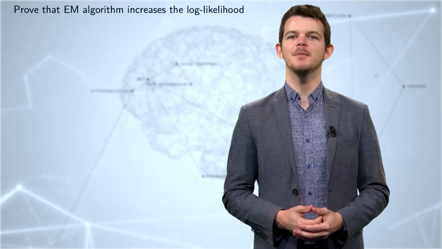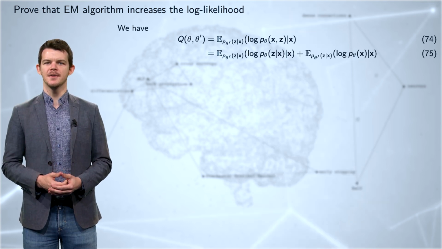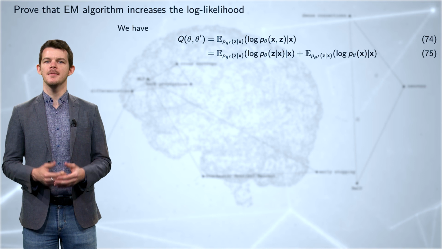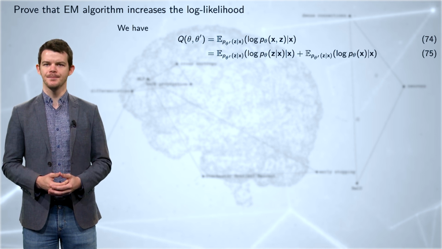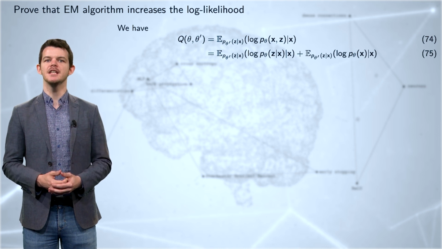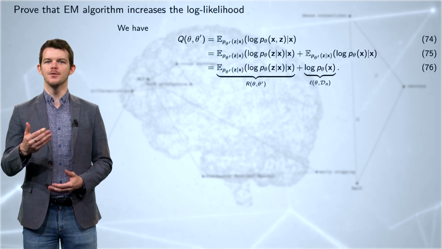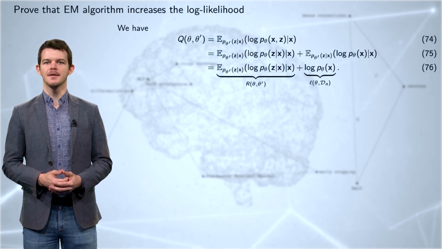We want to prove that the EM algorithm steps increase the log likelihood. First, recall that the function of interest is Q defined in equation 74, where theta prime is the parameter value at the current iteration, and theta can take any value. Decomposing the joint density p theta into a product of conditional and univariate densities, and noting that the second term is independent of z, we obtain equation 76.